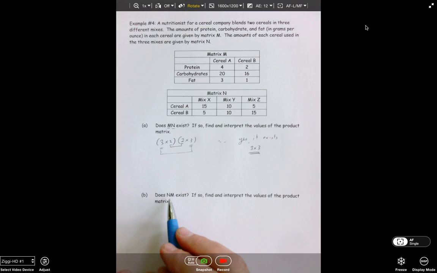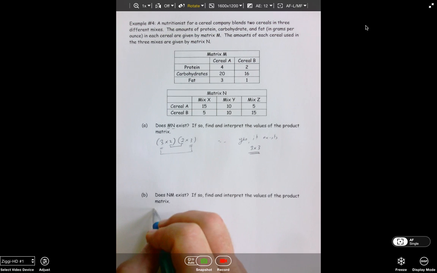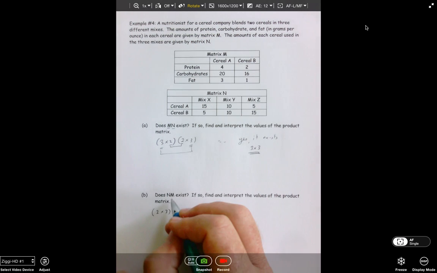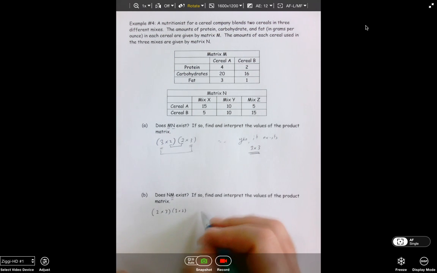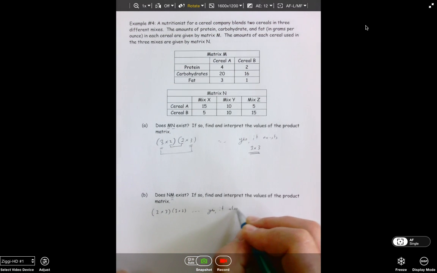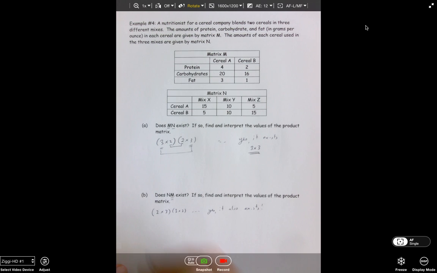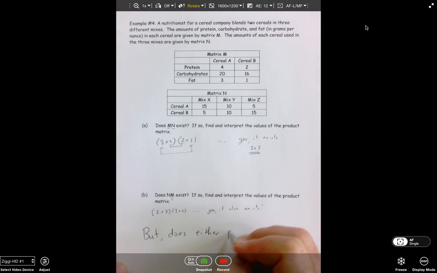Now let's come down here and look at N times M. So N is a 2 by 3, and M is a 3 by 2. So yes, it also exists. But does either product mean anything?